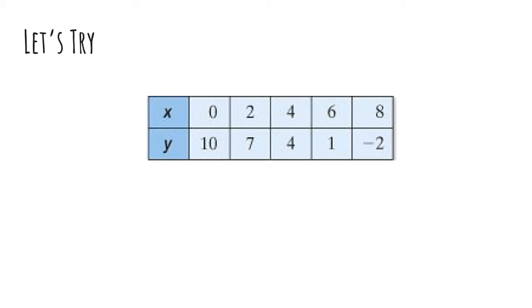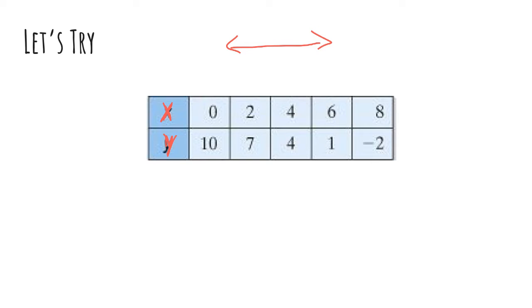So let's look at this table. Sometimes tables are drawn horizontally, which means that they go left to right. And when that happens, notice your x is your top data and your y is your bottom data.